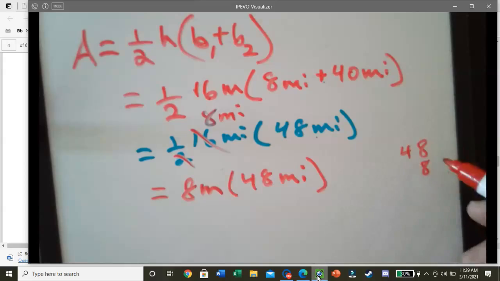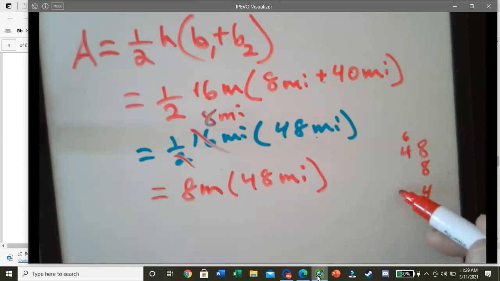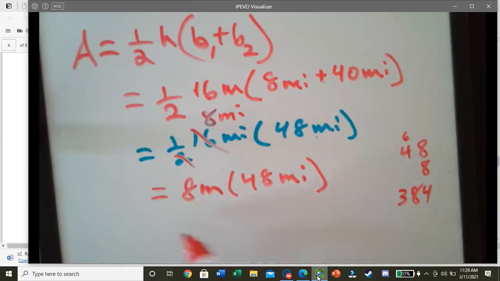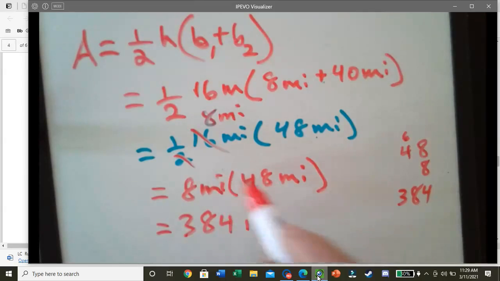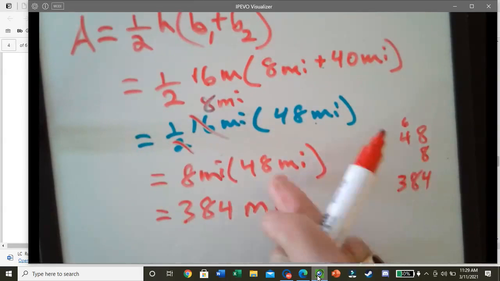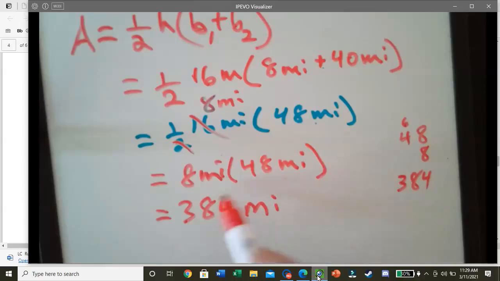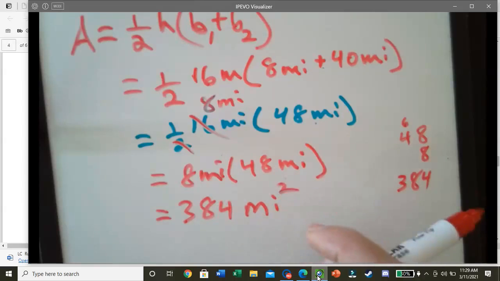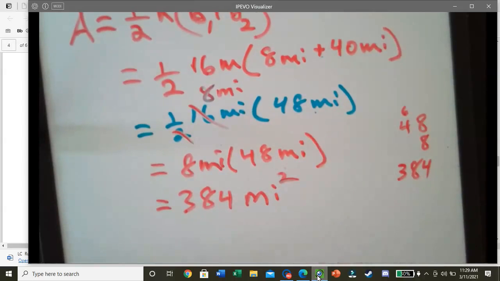8 times 8 is 64. 8 times 4 is 32, 384. Miles times miles is miles what? Units. Like x times x is x squared, so miles times miles is miles squared. Okay, good. And that's our answer.